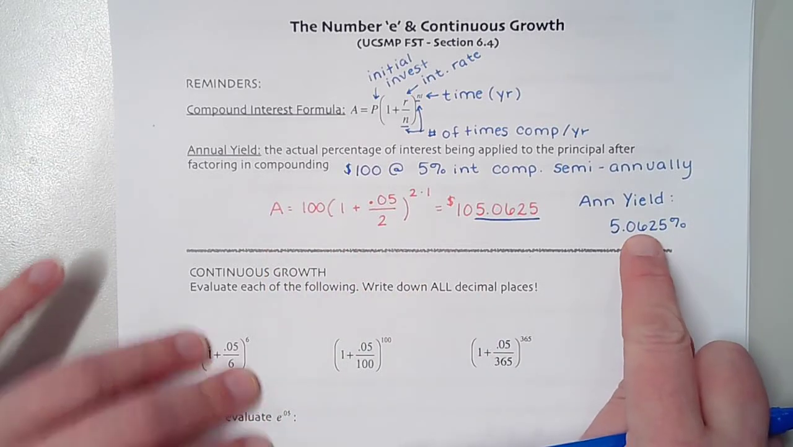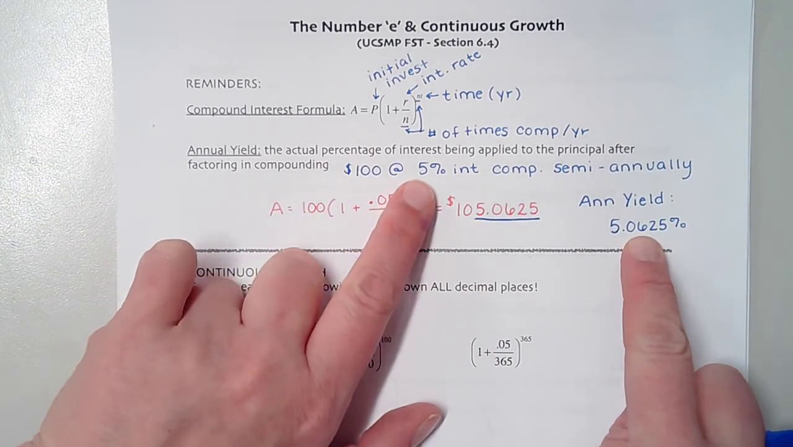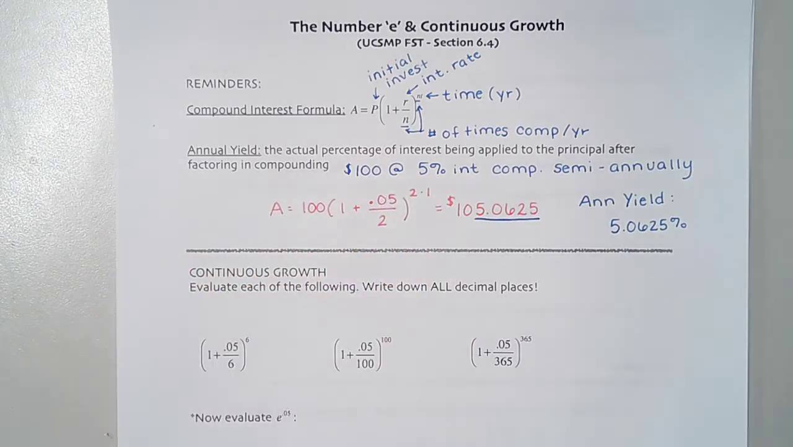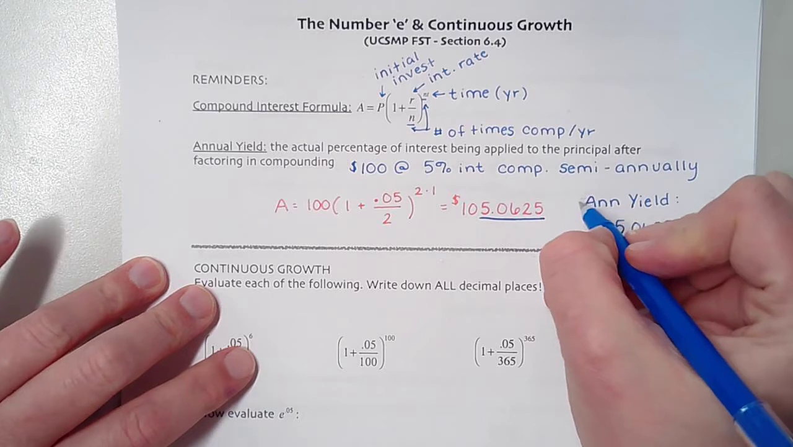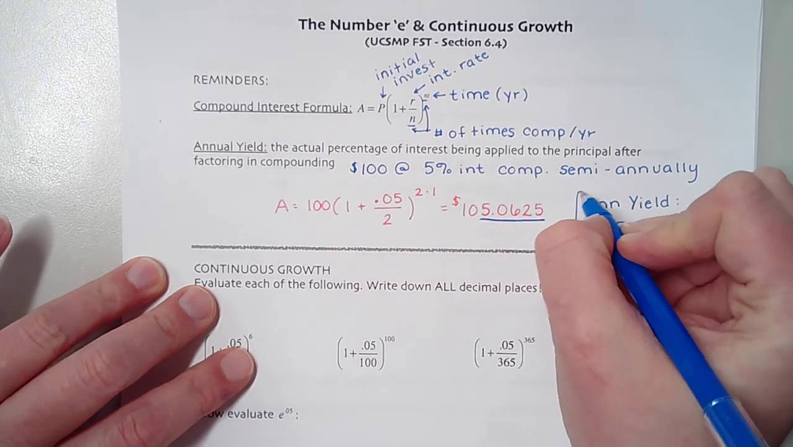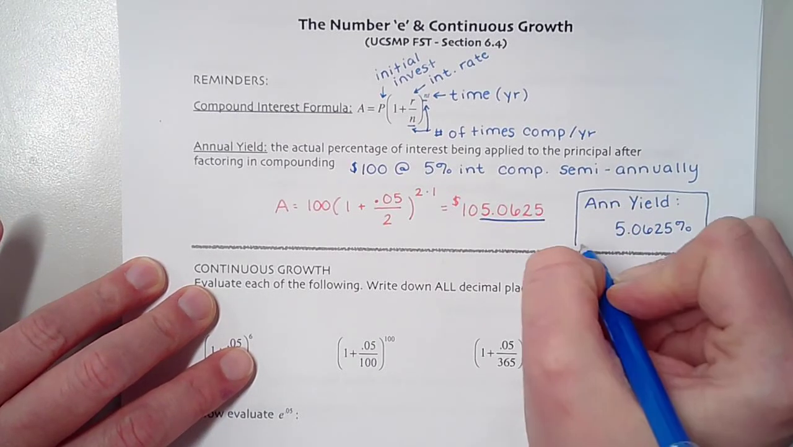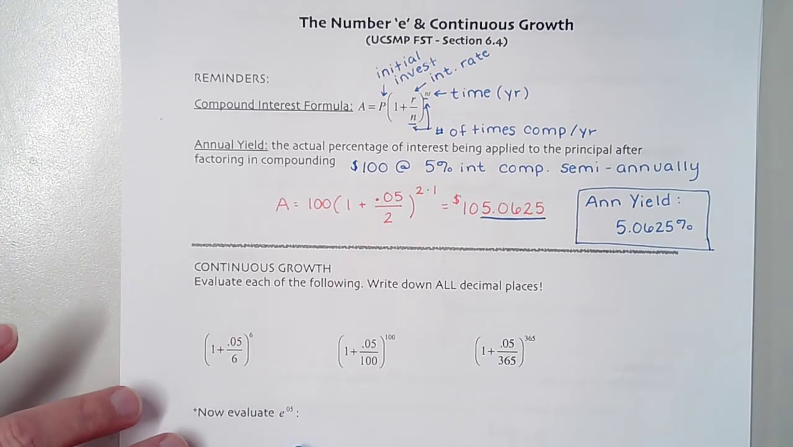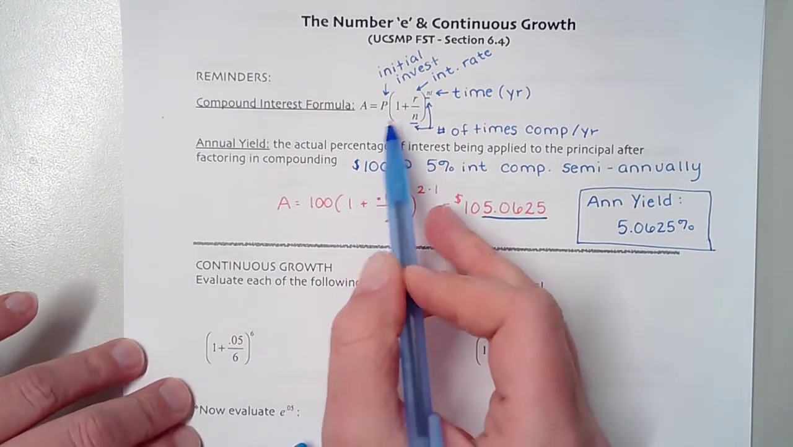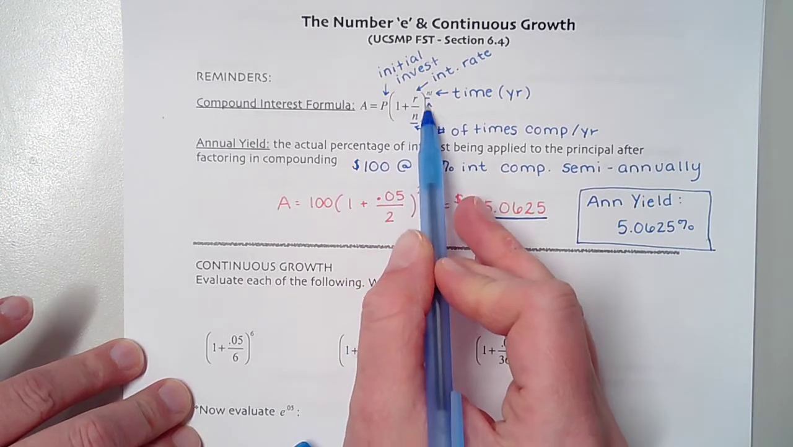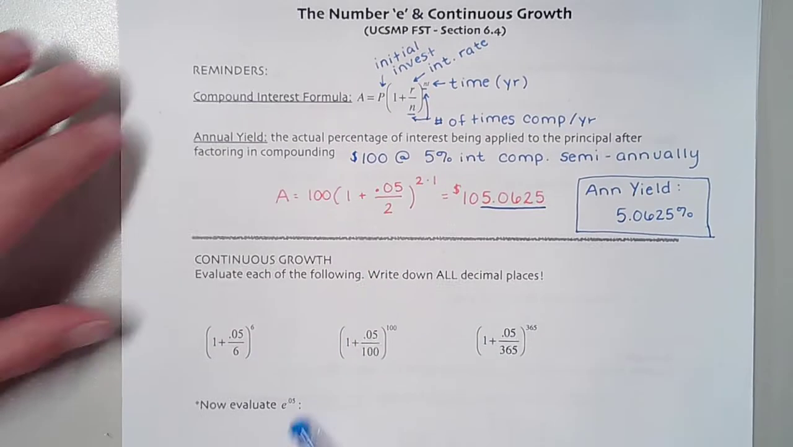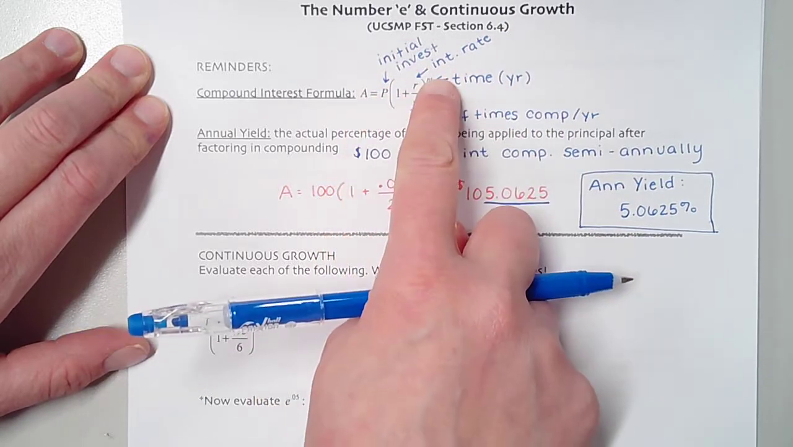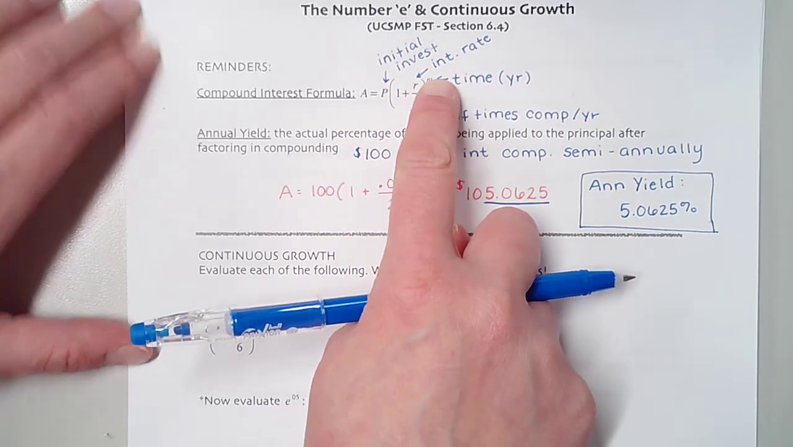So annual yield is always going to be just slightly larger than your interest rate if you're compounding more than once a year. The easiest way to do annual yield, so let's revisit our original formula. The annual yield really can be found by doing just this inner part. Let's write it down.